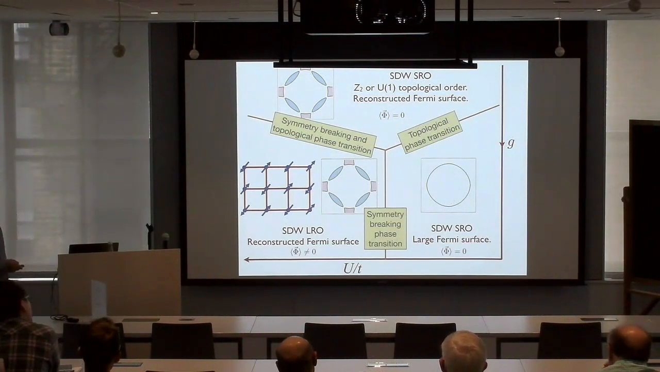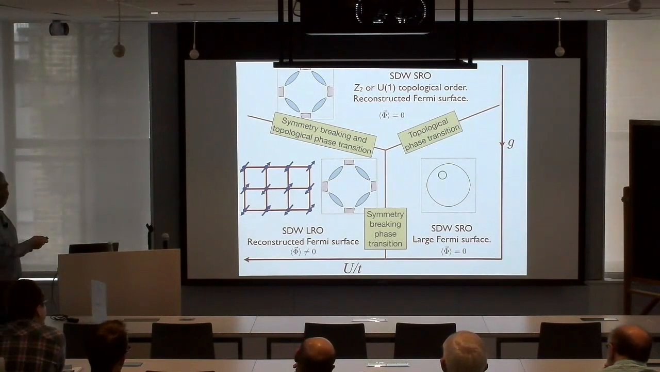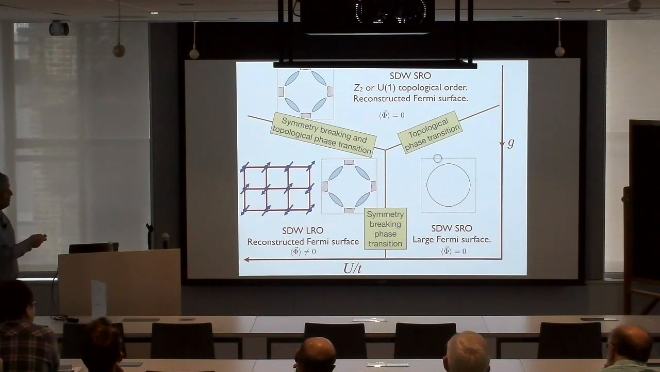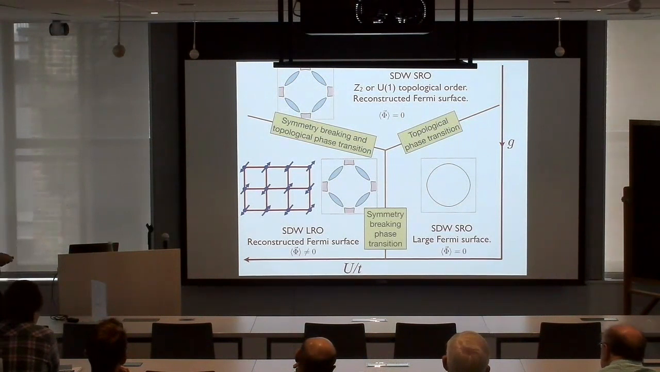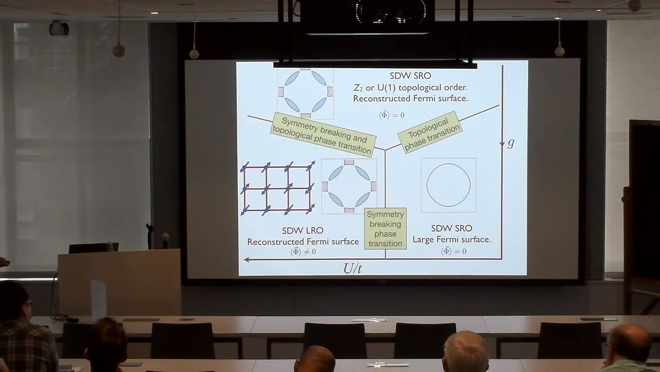But there's something much more interesting going on here. It turns out that along with this topological phase transition, which was a very subtle thing in the XY model, something dramatic can happen. And what can happen is that the Fermi surface can reconstruct. So you can reconstruct the Fermi surface without actually breaking a symmetry, and then you have violated the Luttinger theorem.